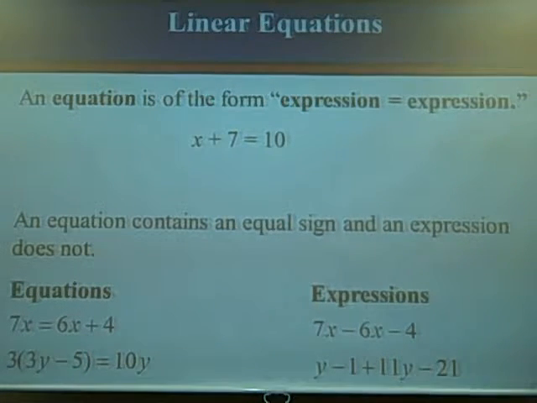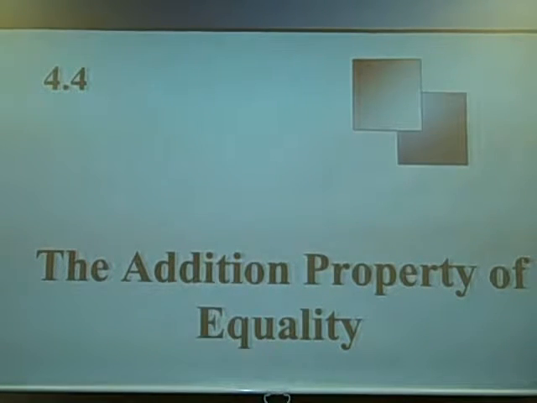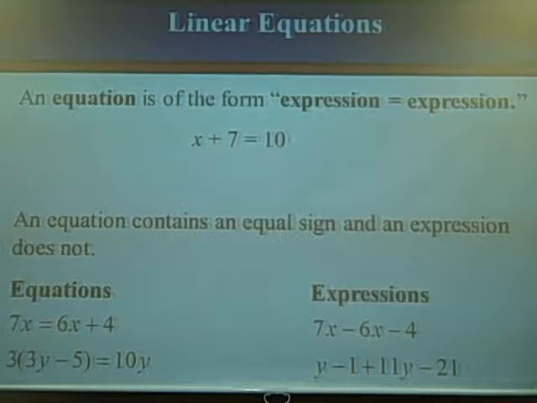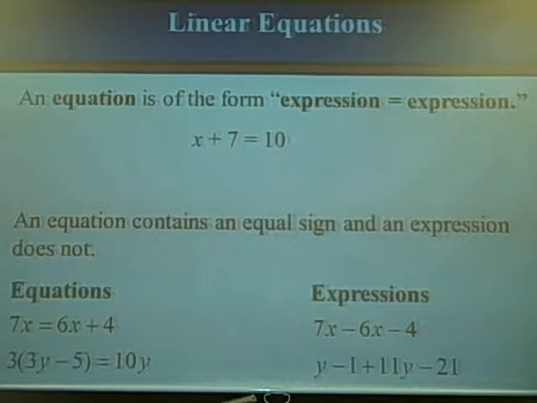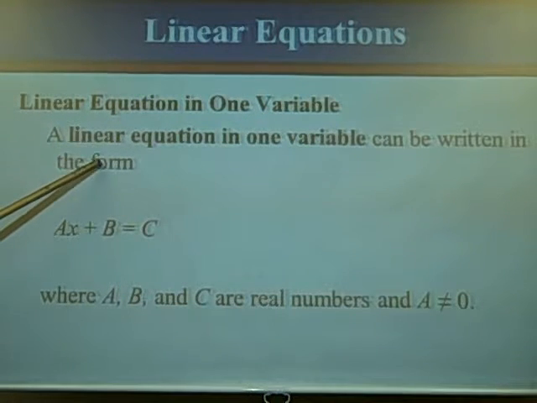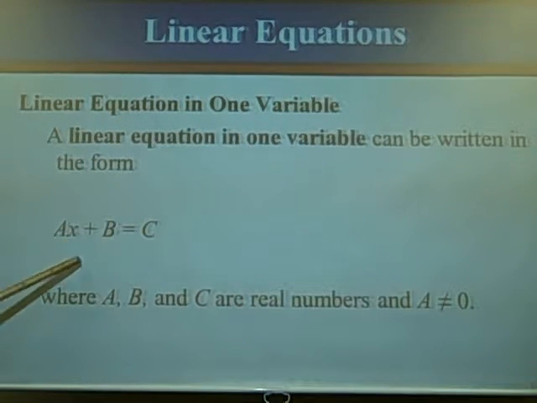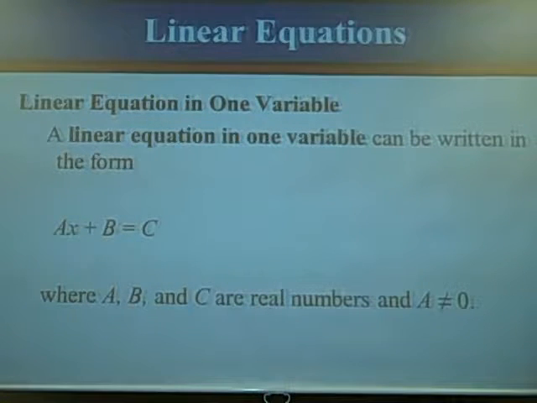So that just explains the differences between the two. Okay, let me back up here for a second. So this is lesson 4.4, addition property of equality, and here we have the differences between equations and expressions. Equations have an equal sign, expressions do not. Okay, linear equation in one variable, the variable in this case would be the x. We have the a, b, and the c to show just different numbers in a general sense. You can pretty much put anything in there for those terms, where a, b, and c are real numbers.